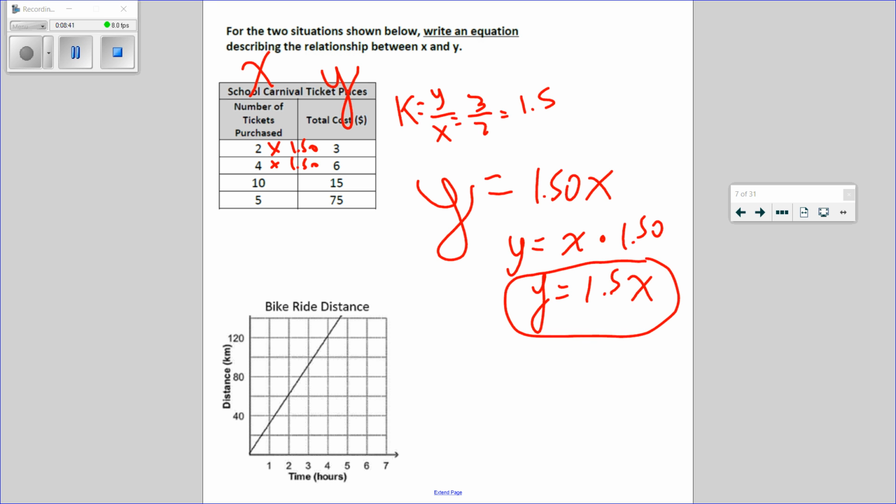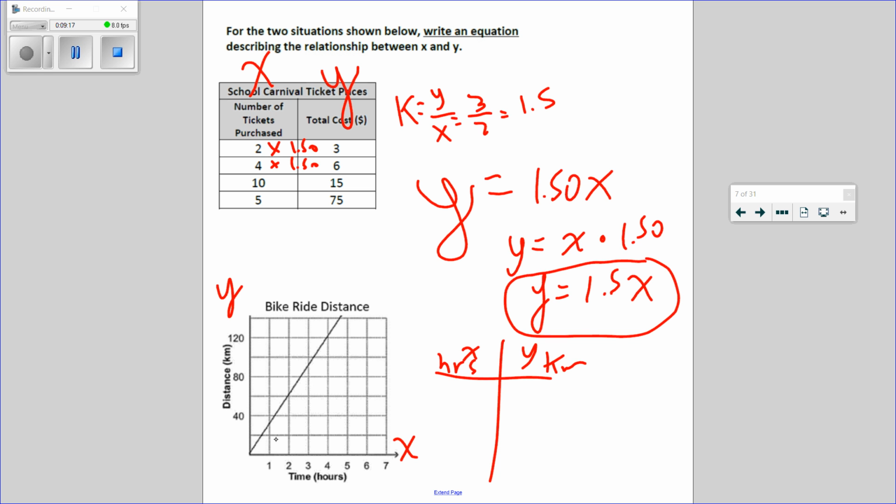Next one, the bike ride distance. This is x, this is y. This is the distance in kilometers, and this is the number of hours. Let's find the constant of proportionality. Or do you want to make a table? It's up to you. I think I'm going to make a table here to help me out. So I'm going to make a table, x and y. x is the hours, and this is the kilometers.